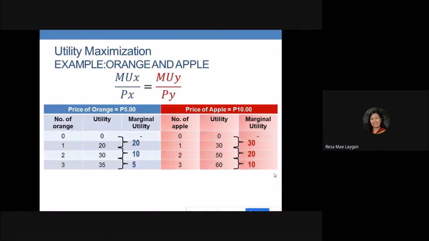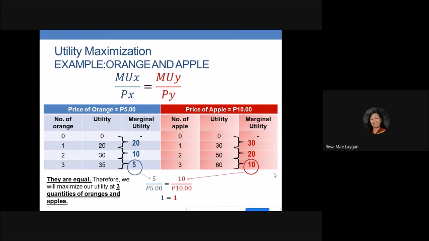So now this time, we have this as our final answer, right? So 5 here for the orange, no? And 10 for the apple. So given this one, 5 divided by 5 pesos is equivalent to 10 divided by 10 pesos here. So you have 1 here, no? Equal sila. Yung marginal utility with respect to the price of the oranges and also the apple ay equal. So therefore, we will maximize our utility at 3 quantities of orange and apples.